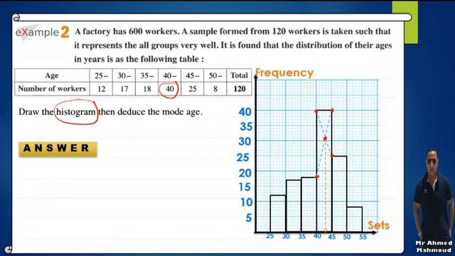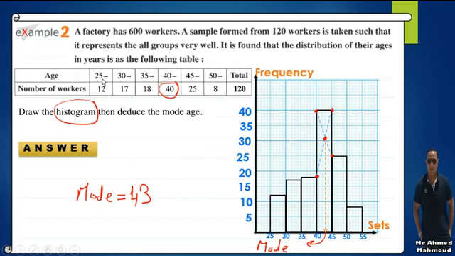This line reaches this position. This position represents about 40, then from 40 to 45 it's about 43. Then this one represents the mode, then the mode here equals 43. Again, to find the mode of this distribution, we draw the histogram like this.